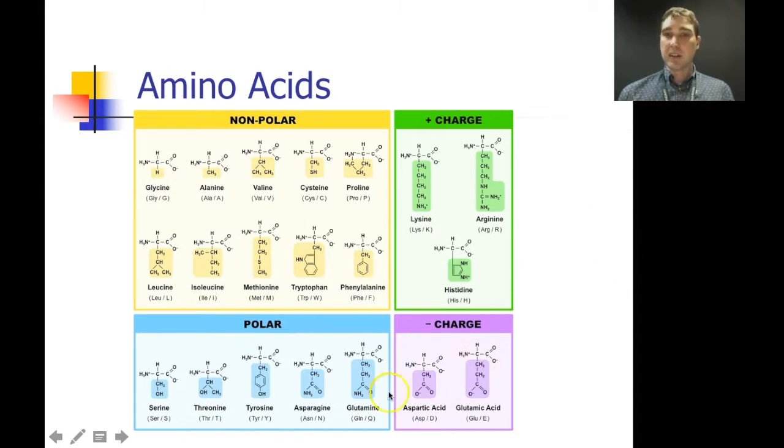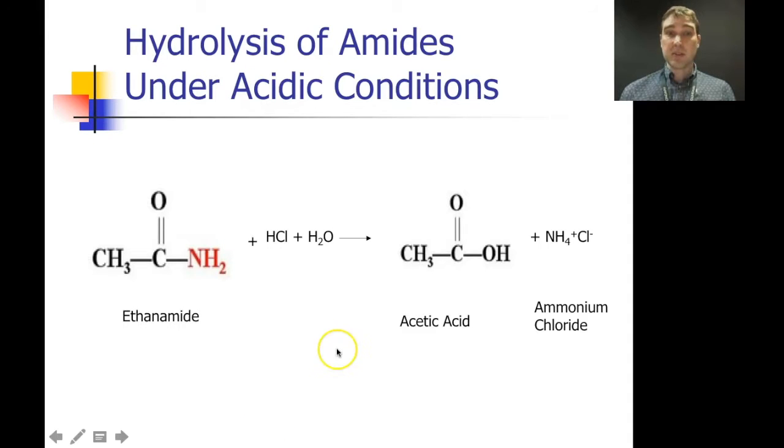But these 20 amino acids are what are used to make every single protein in your body. So we'll look at those later on. So now we need to look at hydrolysis. Hydrolysis is when you use water to break up a compound. In this case, we're hydrolyzing our amides.